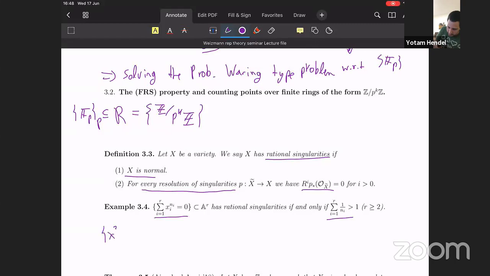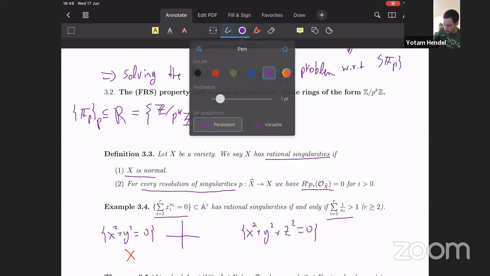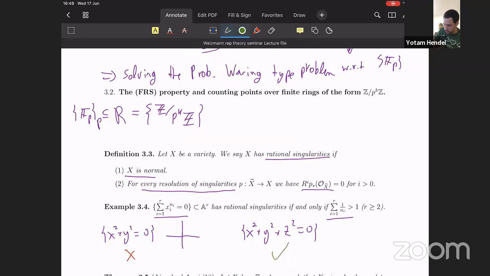So, for example, x squared plus y squared equals 0 does not have rational singularities, and I think of this as some sort of cross, while x squared plus y squared plus z squared equals 0 has rational singularities, and I think about this as some kind of cone, taking some nice real form.